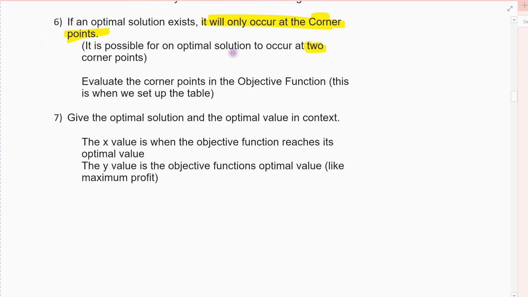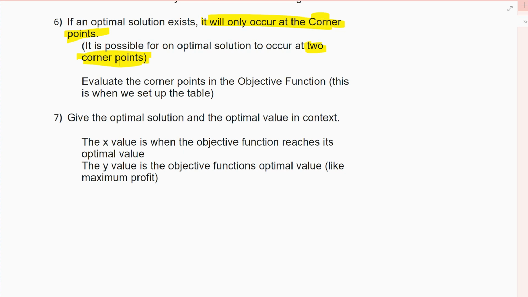Sometimes our optimum solution will occur at two corner points, and we did an example of that in the last set of notes. We had a case where she was making queen size beds or twins, and she had two options to optimize. Depending on which option she decided to go, or depending on what the market was telling her to do, she had two choices.